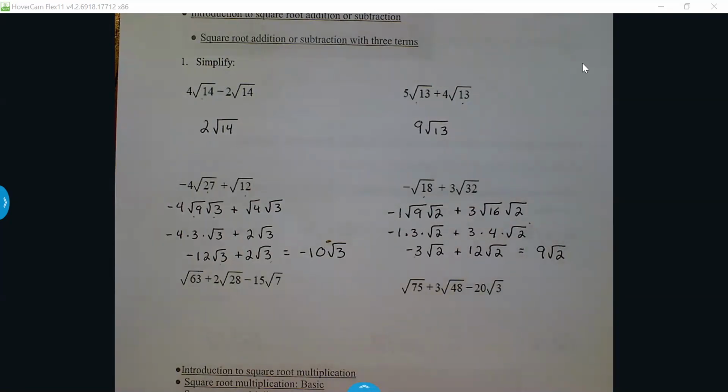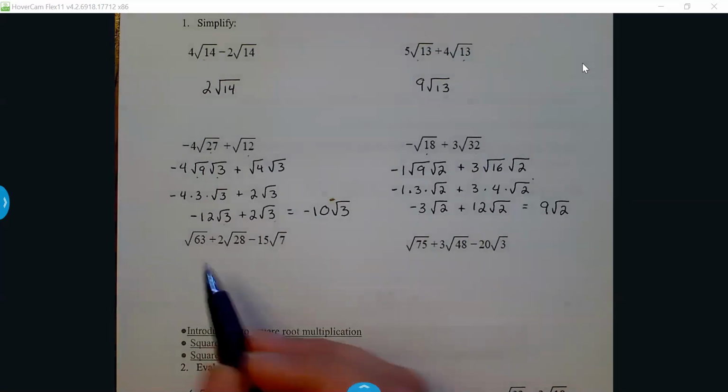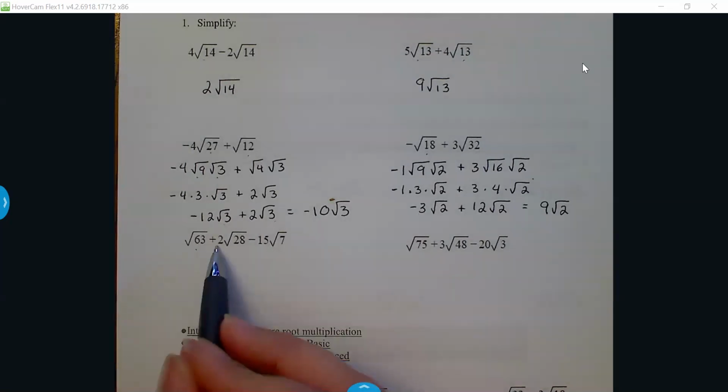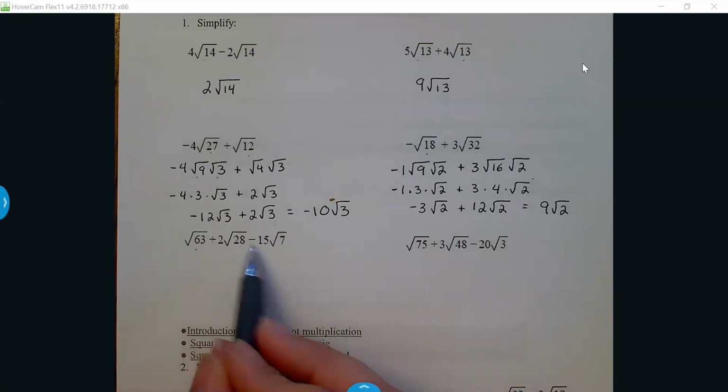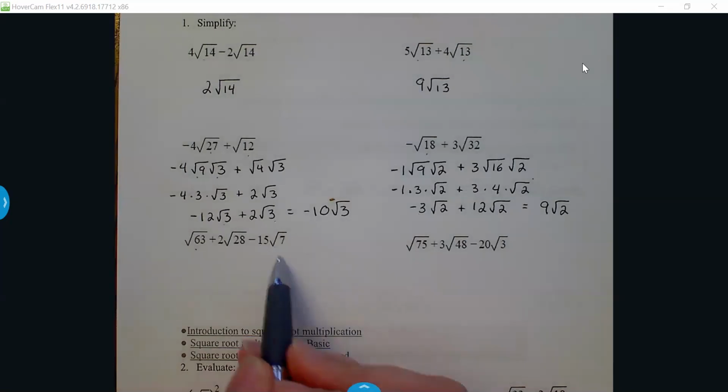Okay? The next two problems are the exact same thing, except we have 3 terms to get to all be the same. So I have the square root of 63 plus 2 times the square root of 28 minus 15 times the square root of 7. Now, looking at this, I see the square root of 7. Now, 7 is a prime number. So that tells me that this can't be changed at all.